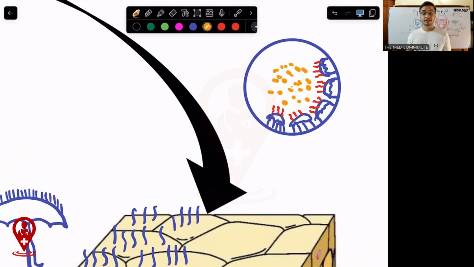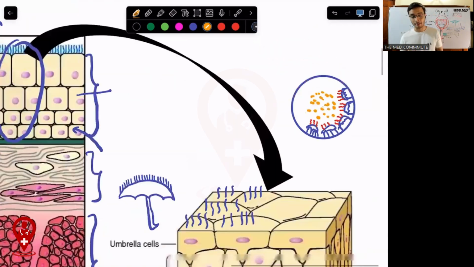So what does this glycosaminoglycan layer together with these umbrella cells do? They prevent direct contact of the urine with the urothelium. What is the importance of this? You all know our urine is highly concentrated and it contains multiple toxic waste products, right? So we do not want these waste products traveling along or touching our urothelium layers, because they can cause cellular injury.